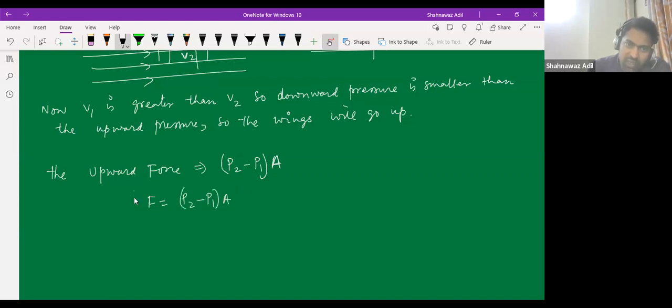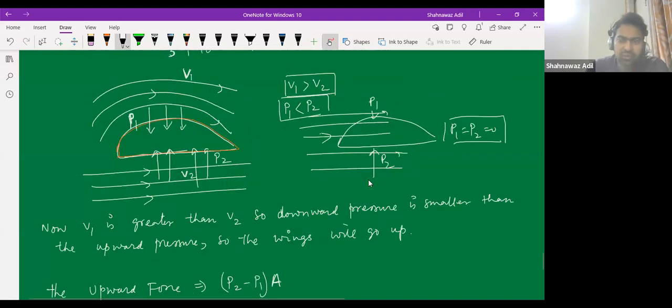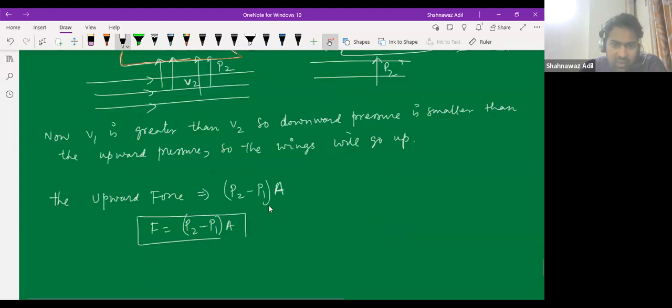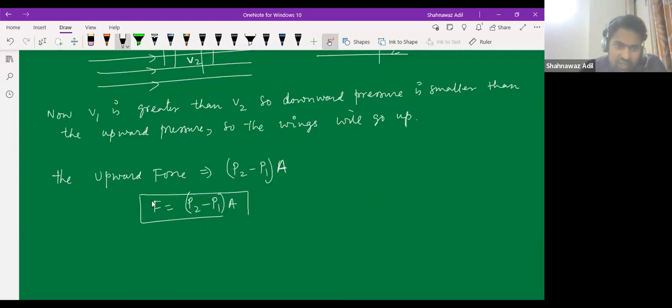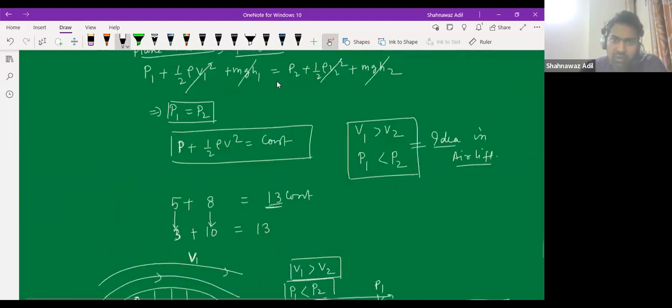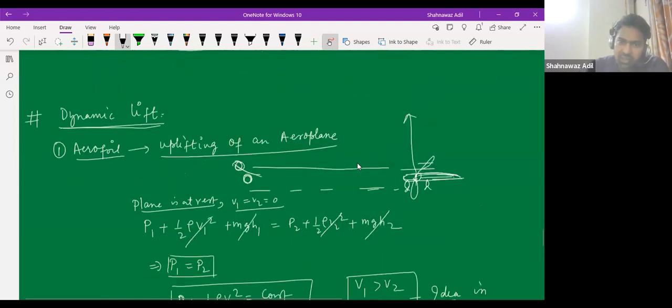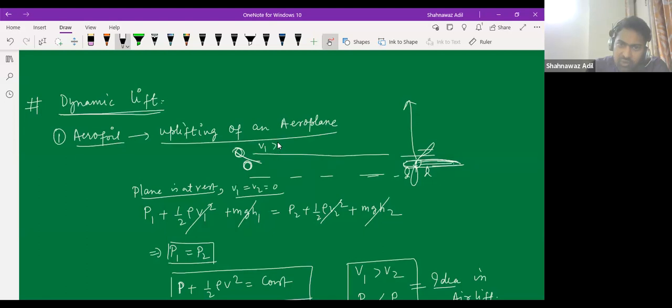And you know there is this upward force, and the downward force is what? Gravity. So on the runway, you achieve your upward force in such a way that it overcomes gravity. You increase the speed so that V1 becomes so large compared to V2 that this upward pressure overcomes gravity. Then this plane will lift upward. So that is the idea of this airfoil. Is this clear, guys?